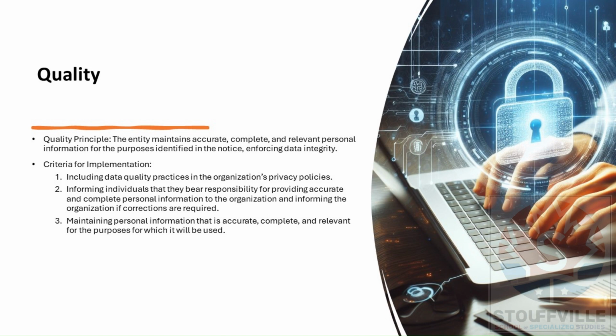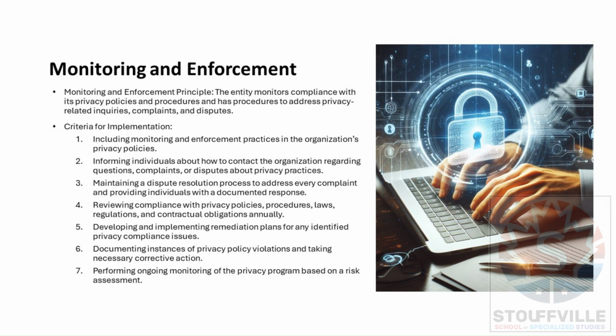Informing individuals of their responsibility to provide accurate and complete personal information, and to notify the organization of any necessary corrections. Maintenance of personal information that is accurate, complete, and relevant for intended purposes. Lastly, monitoring and enforcement. Privacy programs require continuous monitoring and enforcement to ensure ongoing effectiveness. The CIPM monitoring and enforcement principle emphasizes the need for ongoing compliance oversight.